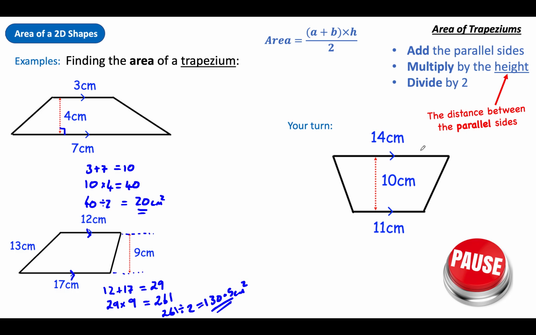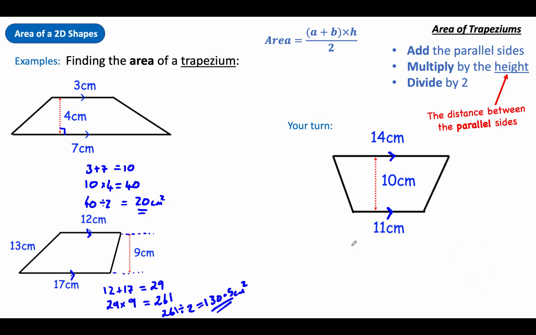Right, I want you to try the same thing here, so just follow that little list of stuff. Come on, honestly, have a go. Just follow this little tick list. Remember, these two are the parallel sides. Right, unpause when you've done that, please.